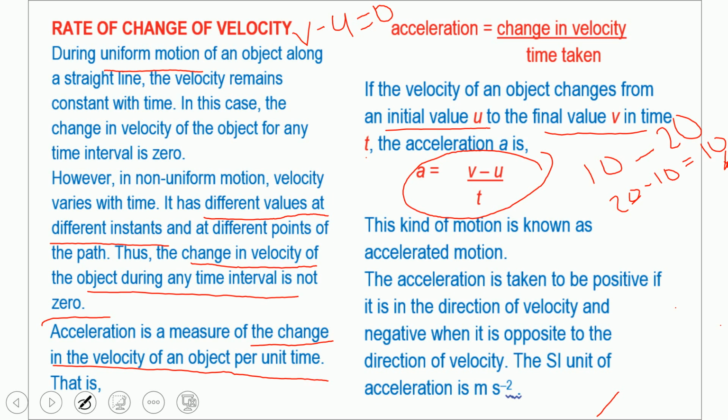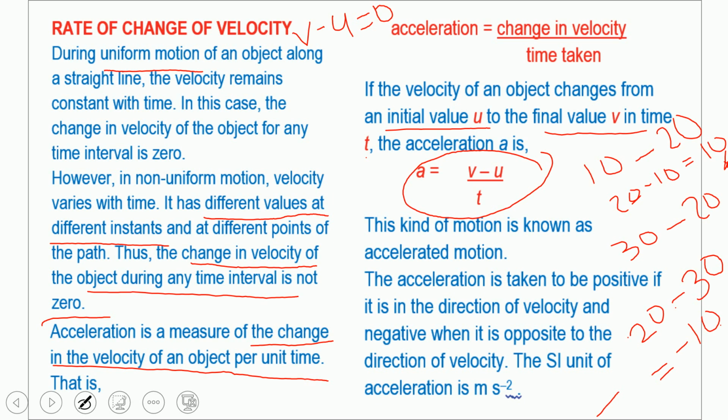Now suppose the speed is decreasing. Speed is decreasing means initially it was at 30, then it changed to 20. Now here the final velocity is 20 and the initial velocity is 30. So the change in velocity is minus 10. So in this case we will say that negative acceleration is there. So acceleration can be positive or negative. If the change in velocity is positive, that is, the speed is increasing, then we will say that the acceleration is positive. If the speed is decreasing, we will say that it is a negative acceleration.